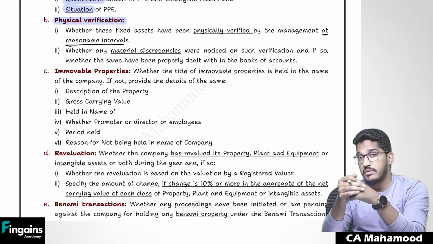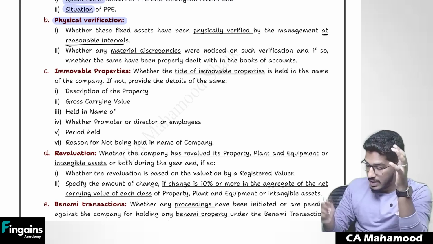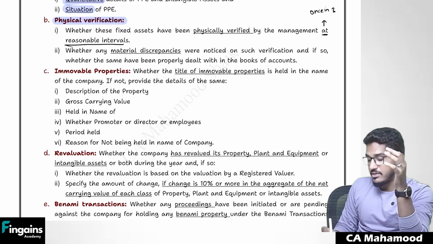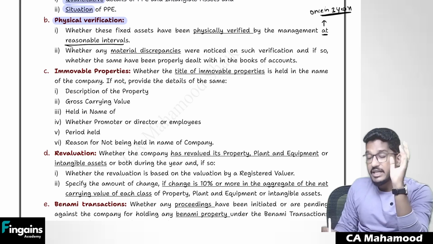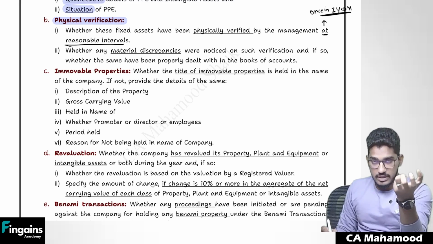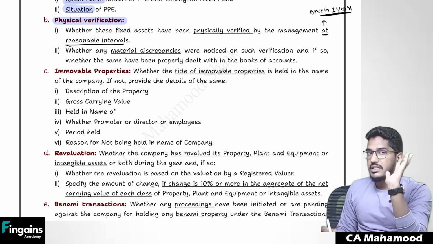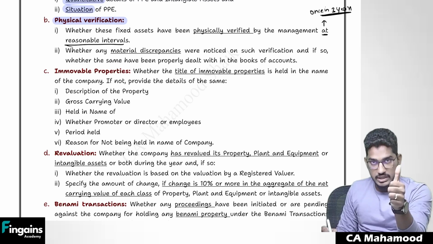Now, what could be a reasonable interval? Once in every year? No. As per the guidance note, a reasonable interval will be at least once in every 3 years. So whether the management of the client company is verifying their PPE at least once in 3 years or not, that I need to check and give a comment.